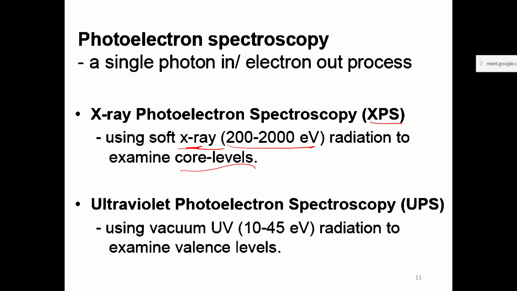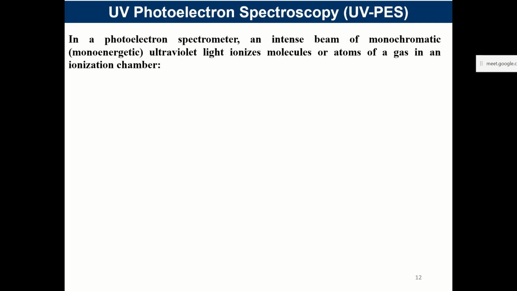And the other form, in comparison, you can think of as 10 to 45 electron volts. It is much less energy that we are giving when we perform this kind of spectroscopy, and it will help you in ejecting the valence level electrons, so you can get an idea of the valence shell orbitals. You have to use a monochromatic ultraviolet light source. In UV photoelectron spectroscopy, the ultraviolet light ionizes most of the gases in an ionization chamber.